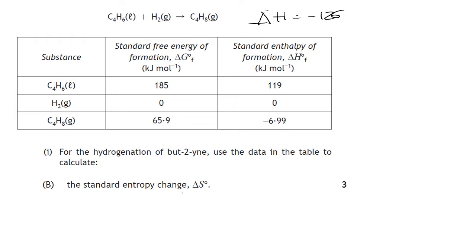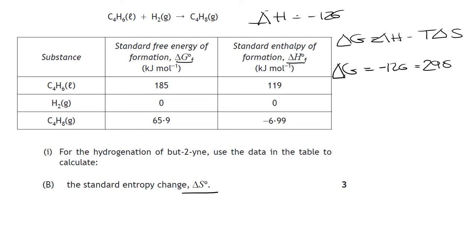Now, in this question, I've been asked to work out the entropy change, but no units have been given. In the table, we've been given delta H and delta G. So in order to work out delta S, delta G equals delta H minus T delta S. That is our equation. We don't know delta G right now, but we know that delta H was negative 126. Because these are standard conditions, we know that our temperature is 298.